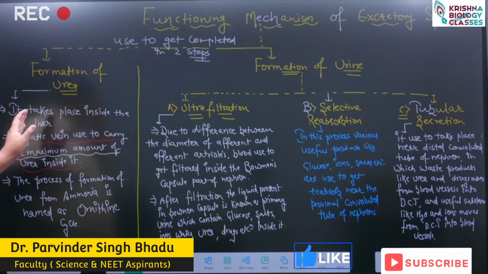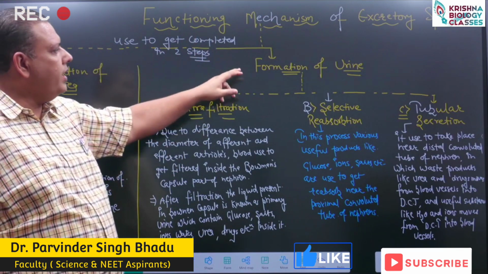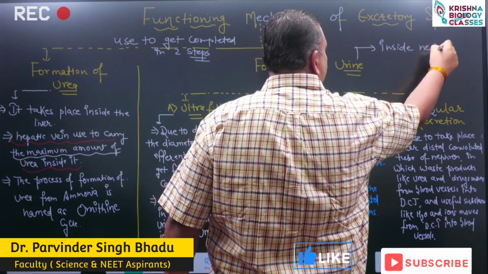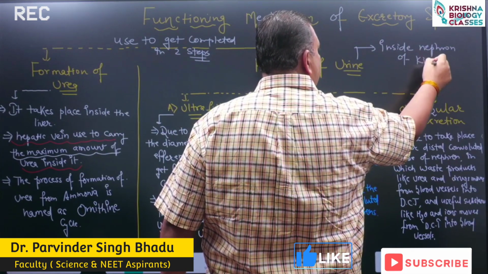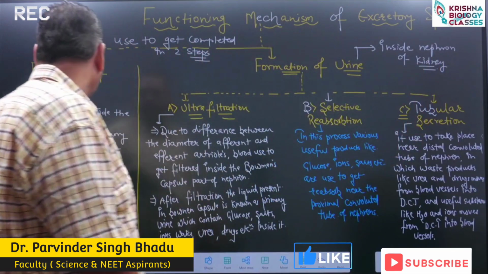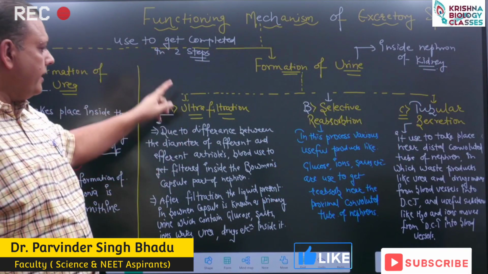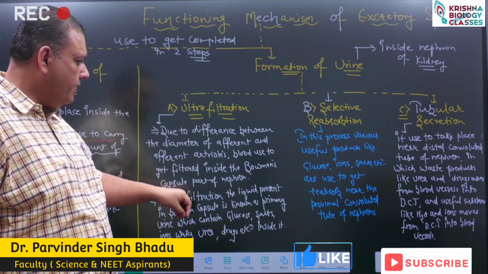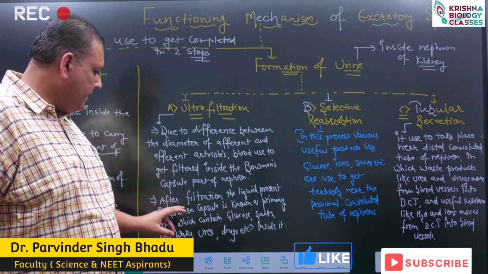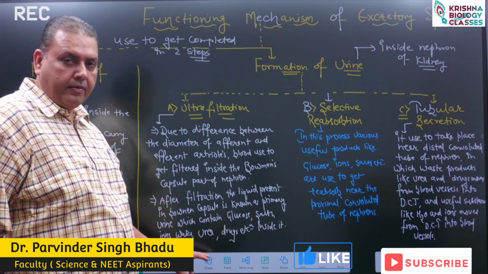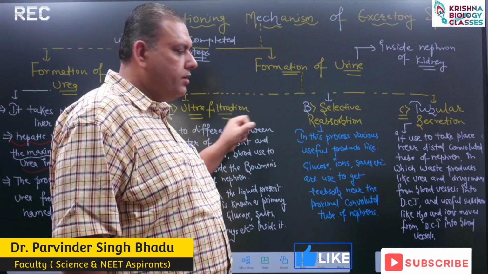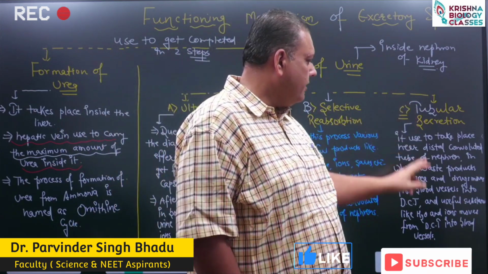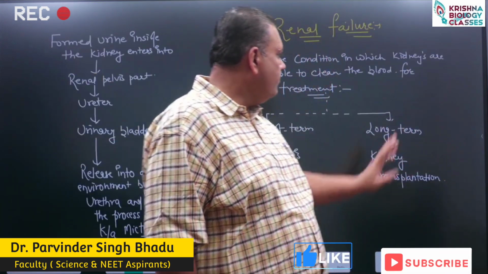So first urea formation happened inside the liver, then urine formation happened inside the nephron of the kidney. Okay, formation of urea inside the liver and urine in kidney. Ultrafiltration: due to the difference between diameter of afferent and efferent arteriole, blood used to get filtered inside the Bowman capsule. The filtrate contains the useful product as well as waste product. The process by which we used to reabsorb the useful product is known as selective reabsorption, and then there will be exchange of useful and waste product near to the distal convoluted tube, which is named as tubular secretion.